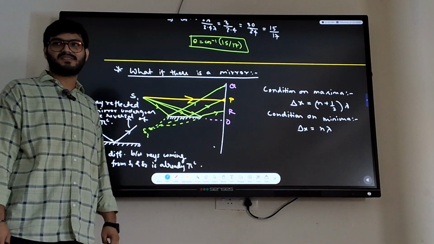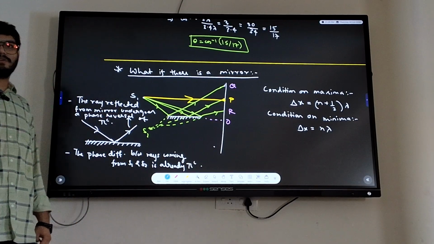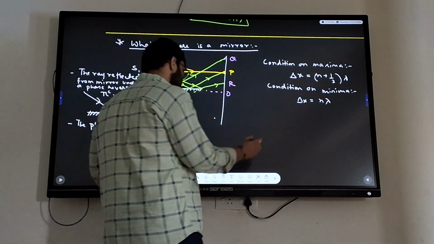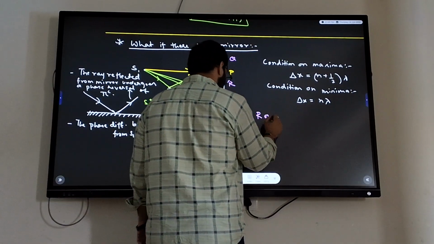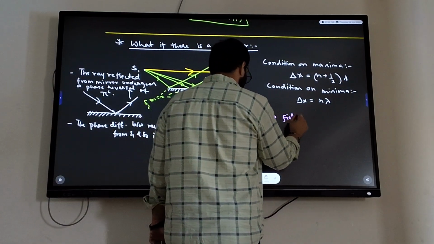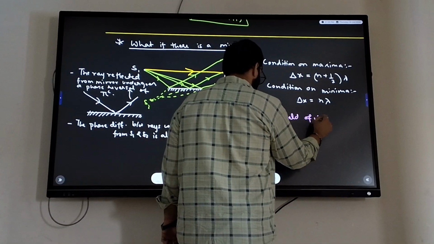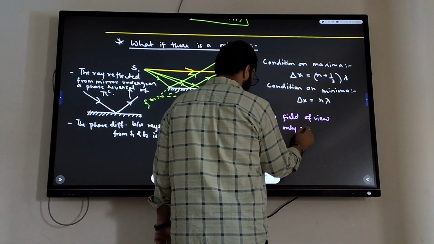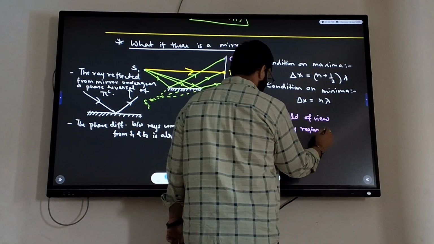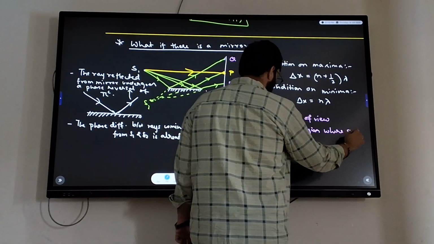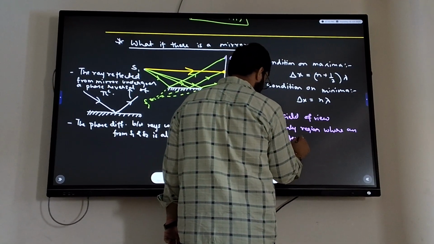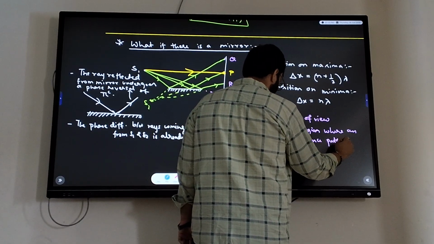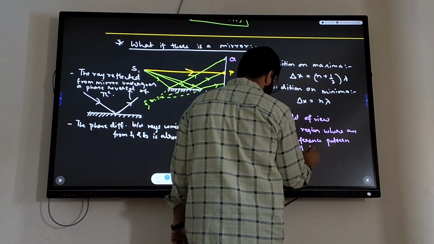That's why you should revise. That's called the field of view. RQ is called the field of view. It is the only region where an interference pattern will be observed.